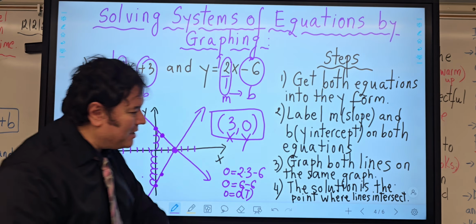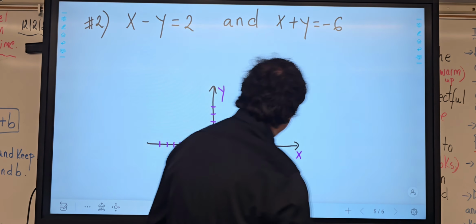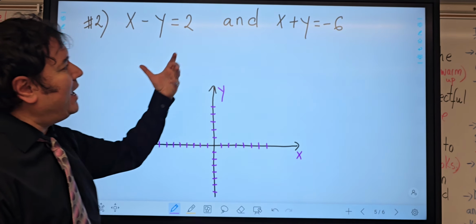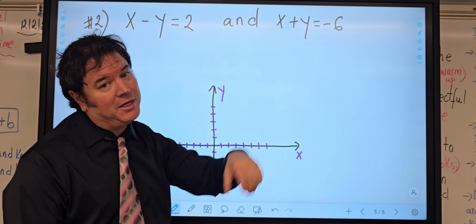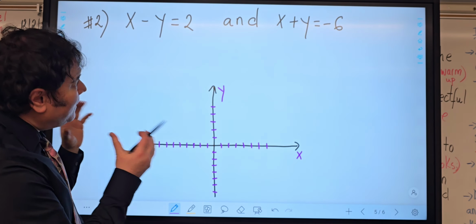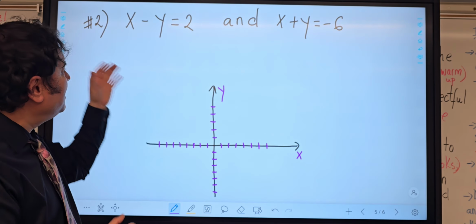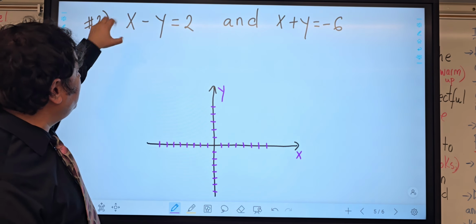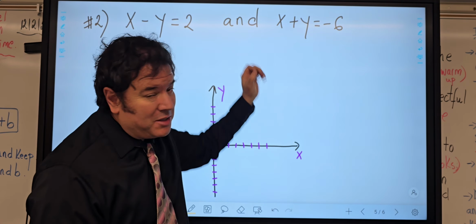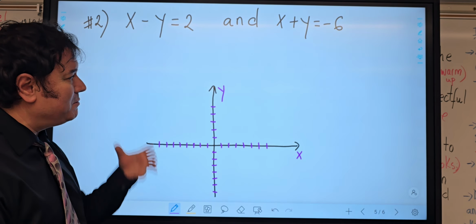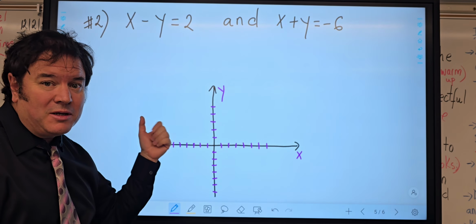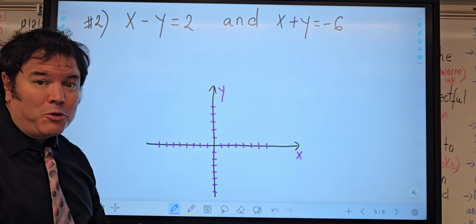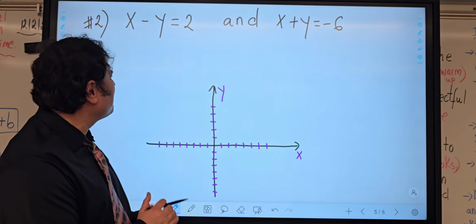Okay? Let's look at another example now. Example 2. We have x minus y equals 2 and x plus y equals negative 6. And in this example, we see that the y is not by itself. So we need to do something to get rid of this x on both equations so we can get the y by itself first. Because we got to follow those steps. Remember, get first y by itself. We need to get both equations into the y form.